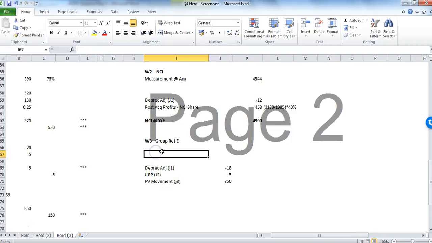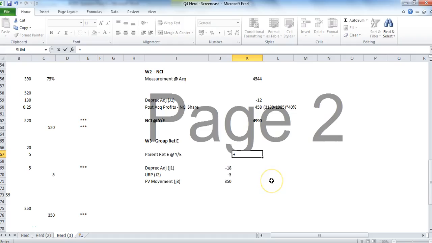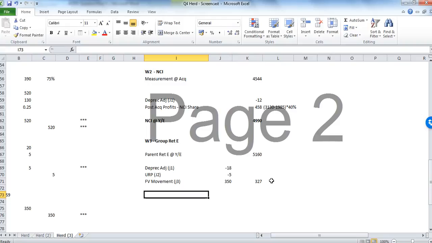Similar for group retained earnings, the starting point is always the parent retained earnings at the year end. That's always your starting point. So the parent retained earnings here is 5160. You have a number of adjustments made during the year: unrealized profit, depreciation, and fair value, and the sum of those is 327. And the final thing you need to do is give the post-acquisition share of profits from the subsidiary, from cattle, for the parent share.